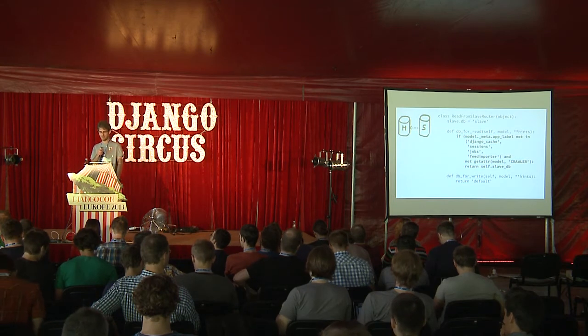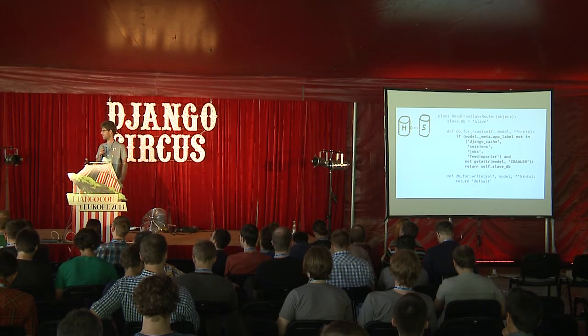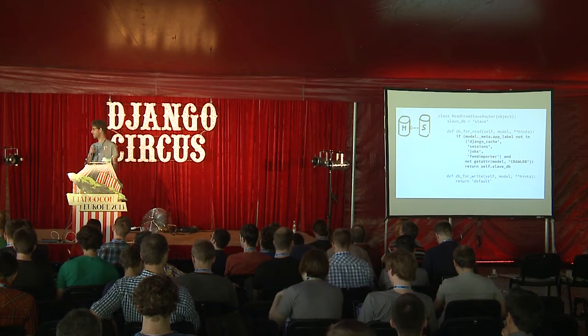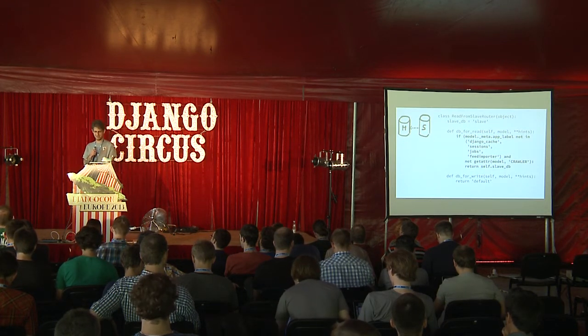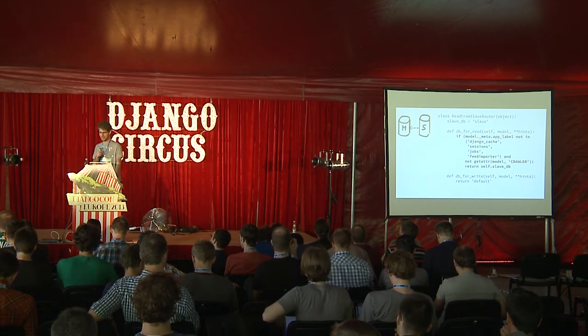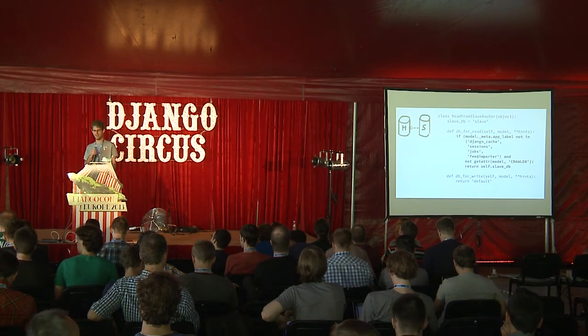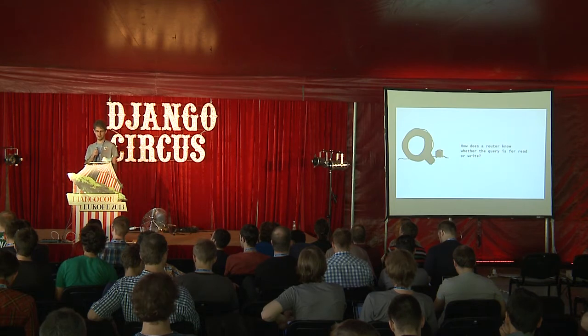And here is read from slave router. It's taken directly from our code. There are even some apps, like jobs and feed importer, that we have somewhere. We also switch by crawler. That's how it works. And when you think about it, everything is okay, but there is one question. How does the router know whether the query is for read or for write?